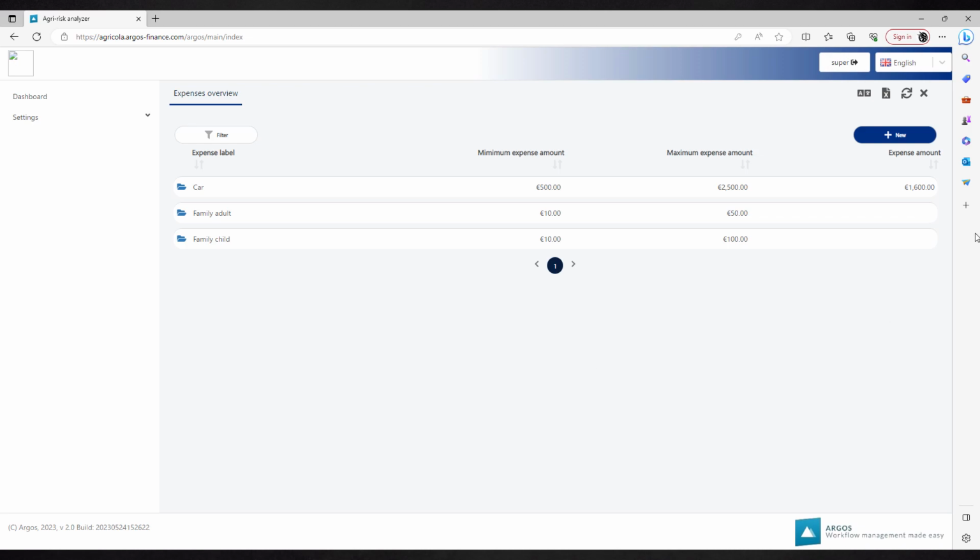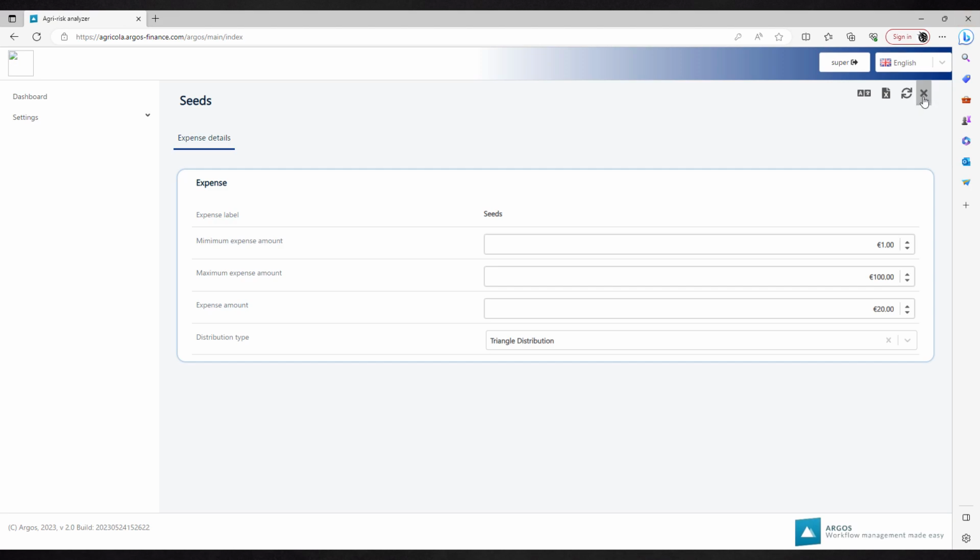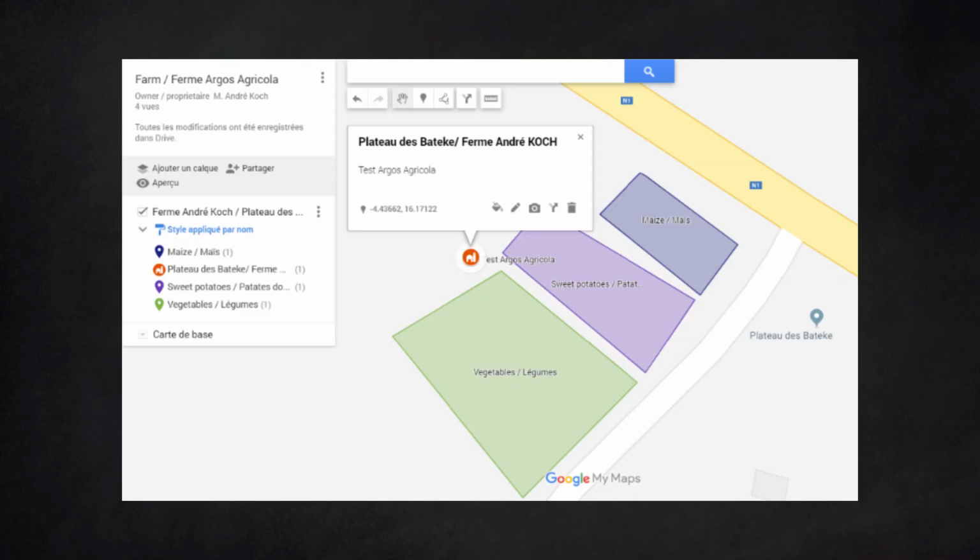We use a similar approach to capture the costs. On the one hand, we have the farming costs, on the other hand, the family expenses. The system provides ample freedom to define these categories. Now, we just capture for the incoming cash flow the farmer's crops and the surface of the parcels for each crop. This could be done using Google Maps. Here you can draw the lots and the corresponding surface is calculated.